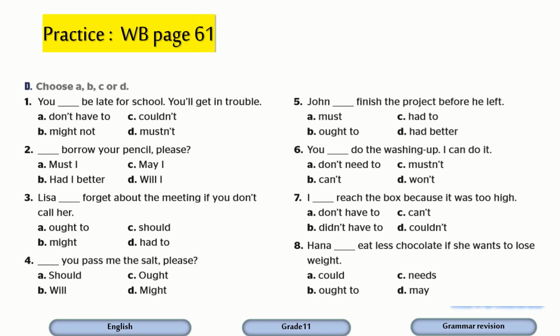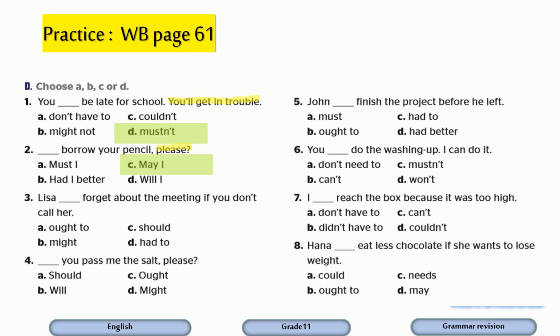Now let's demonstrate understanding and do the activity D on your workbook, page 61. Choose A, B, C, or D. You be late for school, you will get in trouble. So you will get in trouble. This can make me understand that we are talking about a rule or law. So the answer will be you mustn't. Number 2, borrow your pencil, please. This is a request. So may I?